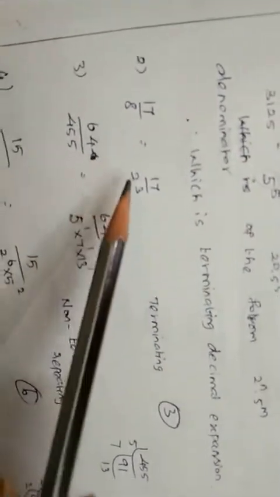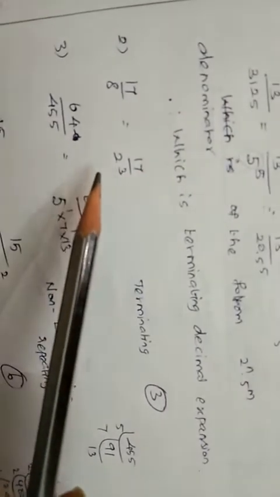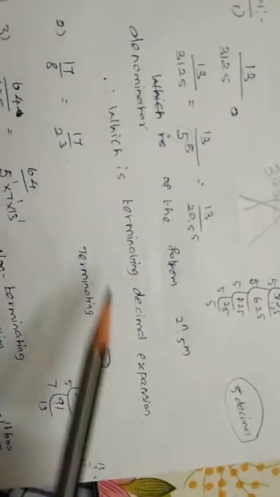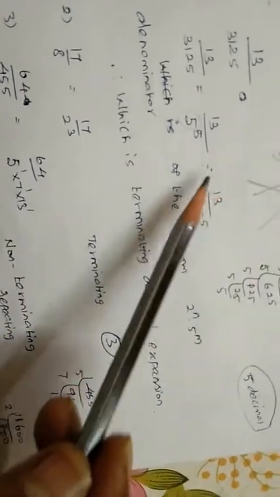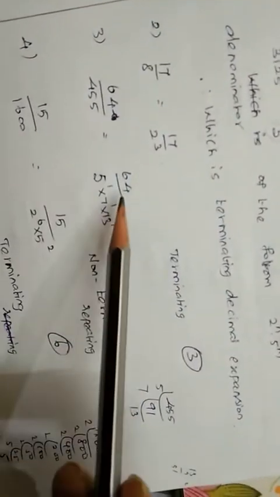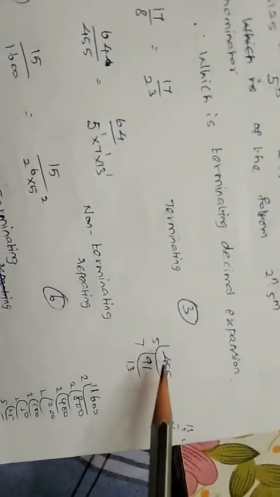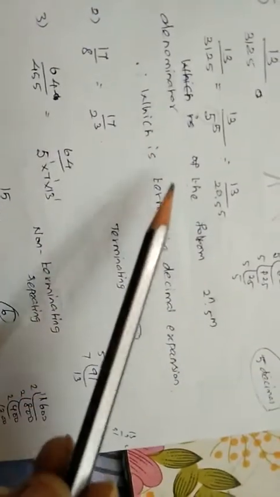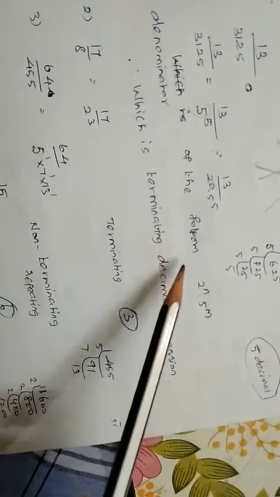Now 17 by 8, that is 17 by 2 power 3. So automatically we can write this step, which is of the form 2 power n 5 power m. So it is a terminating decimal expansion. We need to write by this step. Next, 64 divided by 455. The prime factorization of 455 is 5 into 7 into 13. Only 5, but extra 7 and 13, other prime numbers you have. So here we need to write which is not of the form 2 power n 5 power m.